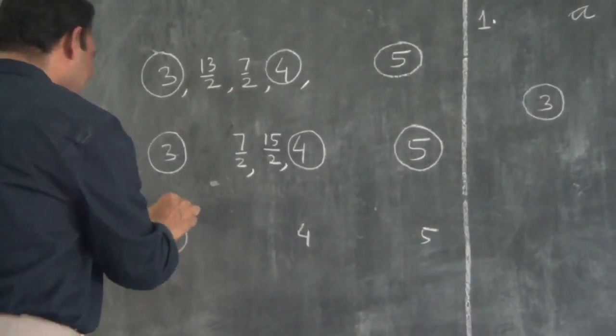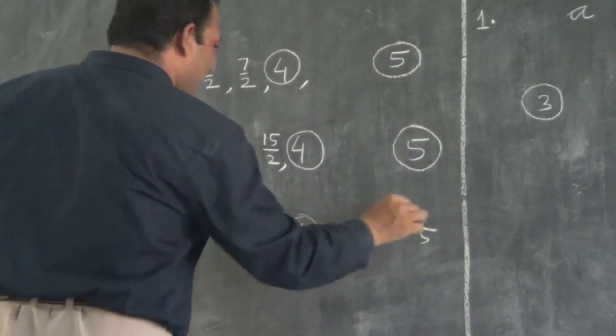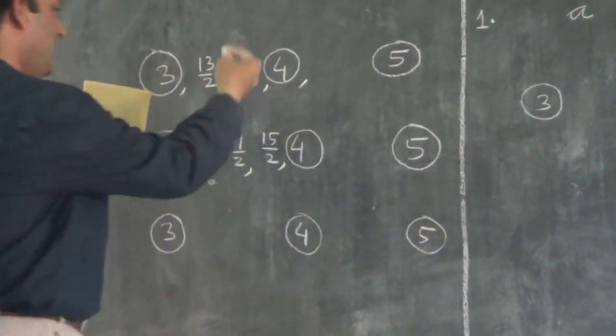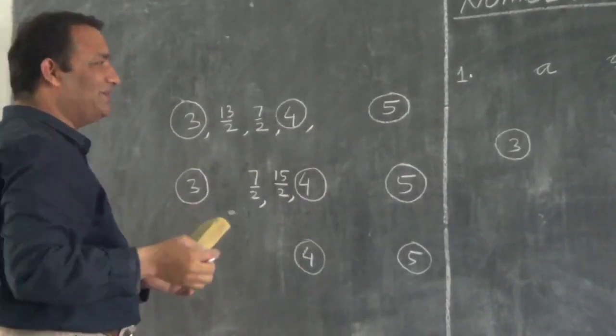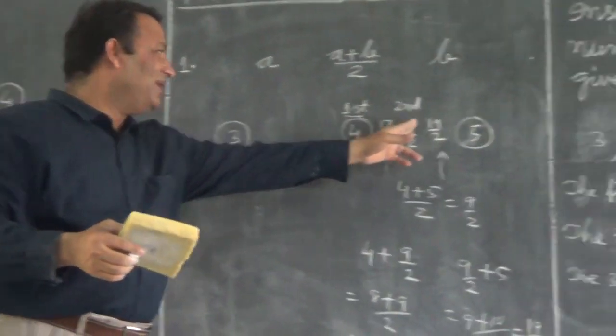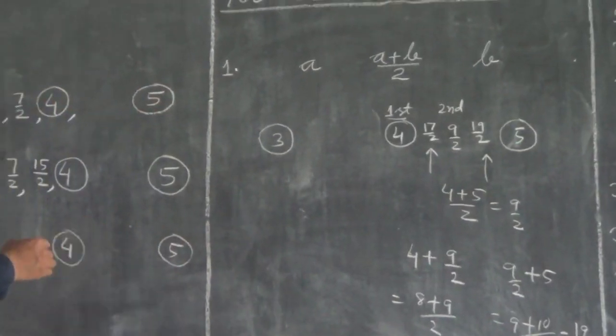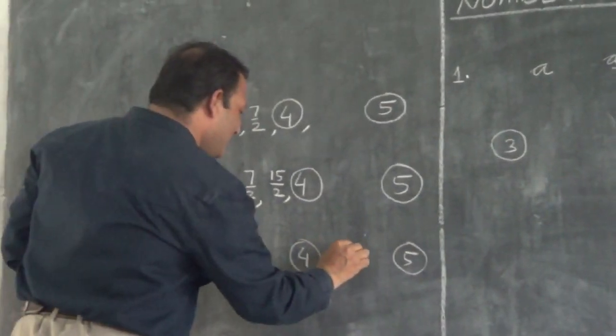These are unique numbers. Every child's numbers are the same: 3, 4, 5. Now you see, the middle one is 9 by 2. Here 9 by 2.